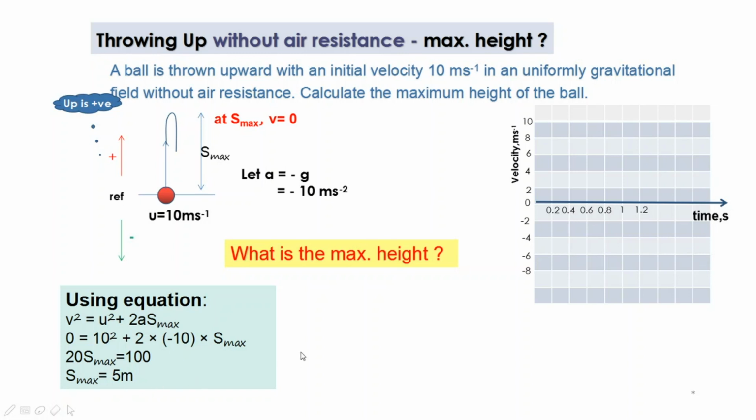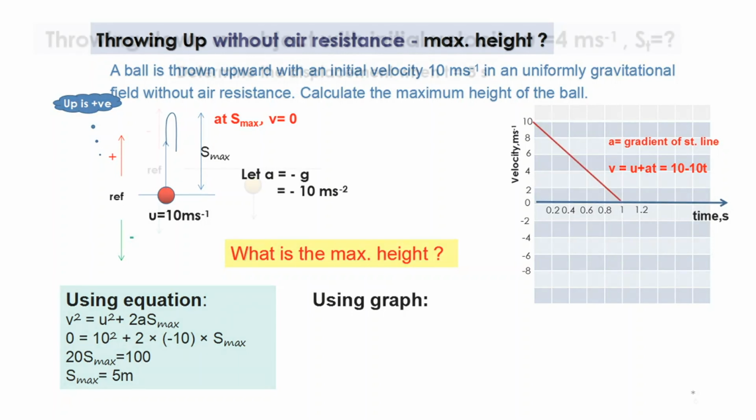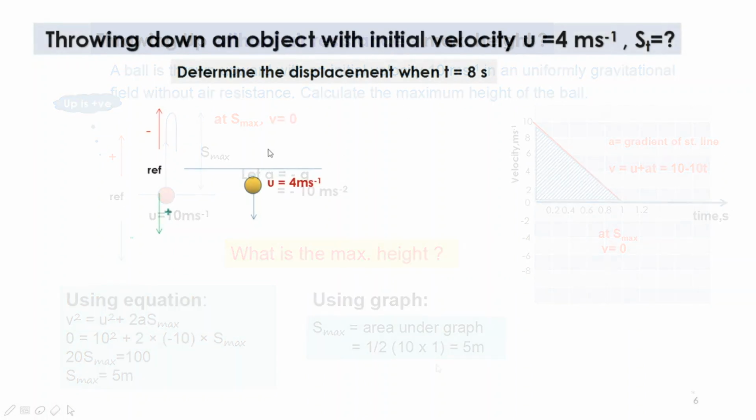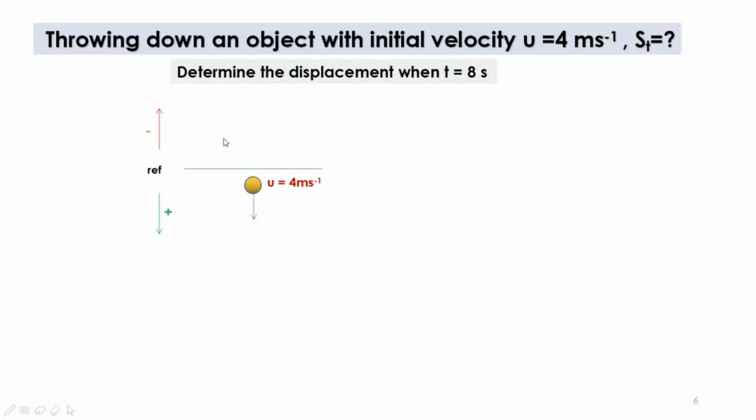To use a graph to determine the maximum height, we have to use the equation v equal to u plus at. Hence, we plot the negative gradient straight line. Similarly, the displacement will be equal to the area under the graph, and the initial velocity is equal to 4 meters per second.